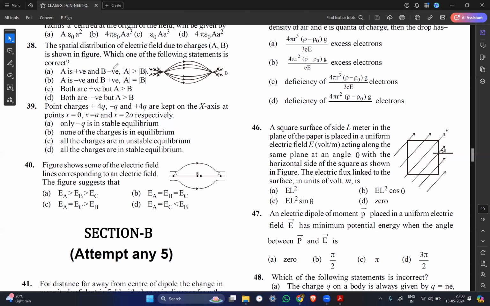Special distribution of electric field with charges A, B is shown in the figure. Which of the following statements is correct? If you see here, the electric field lines are coming inside, so B is negative and A is positive. A is positive, B is negative. This is wrong, so this is incorrect. And A is greater than B because here it is more crowded. Here it is only 4, here it is 6. So more crowded means more charge is there.